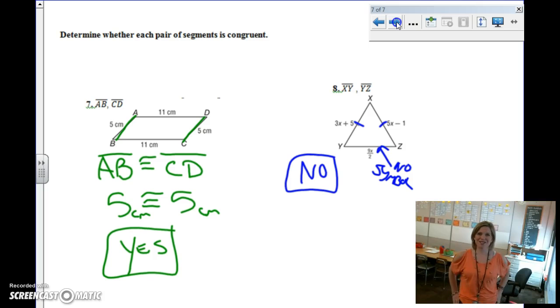And then on Monday, we're going to cover how to find distance on a coordinate grid using the distance formula. All right, see you guys later.